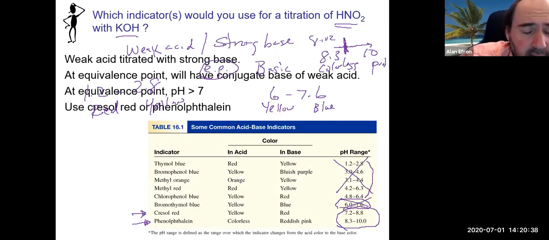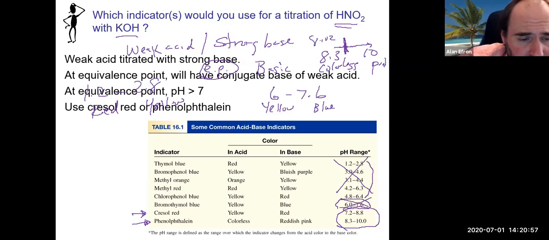Okay, so obviously you need to know indicators, a little bit how they work, and how to pick the right one. You don't have to memorize the ranges at which they work or anything like that. So for example, if you had a question, a chart such as this might be provided for you, and you might have to pick out a proper indicator. Any questions on any of that?